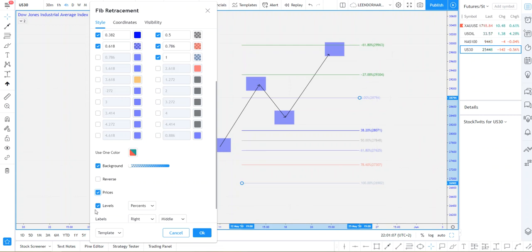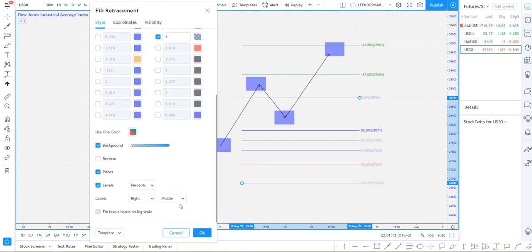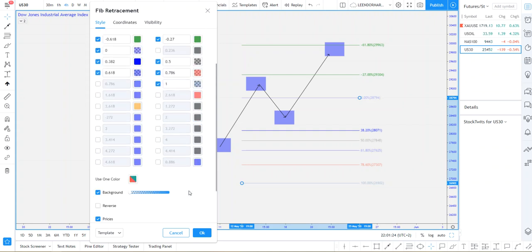Mark out levels. Make sure it's on percentages and not on values. From there, make sure that the labels are on the right and also in the middle. Then you make sure that the fib levels based on log scale are unmarked. We don't want to see that. And then make sure that everything else looks exactly like mine. I don't want to see any different thing from what I have on the screen, right?